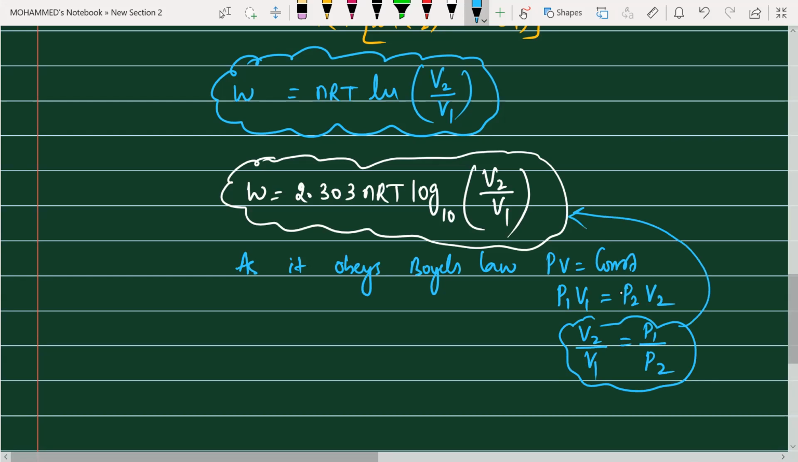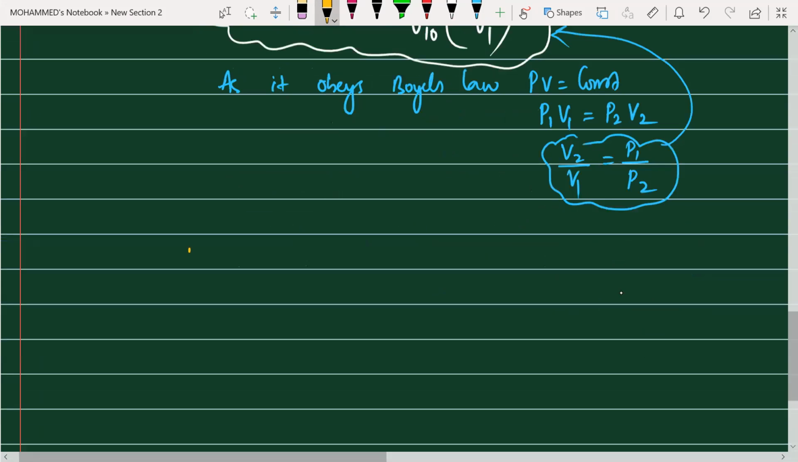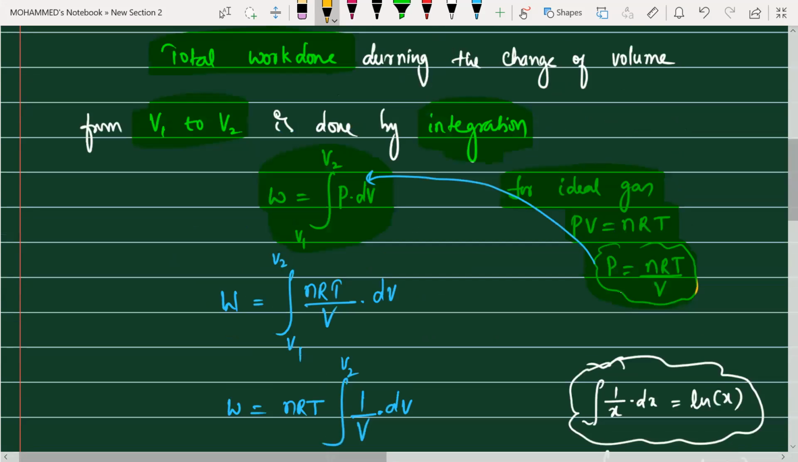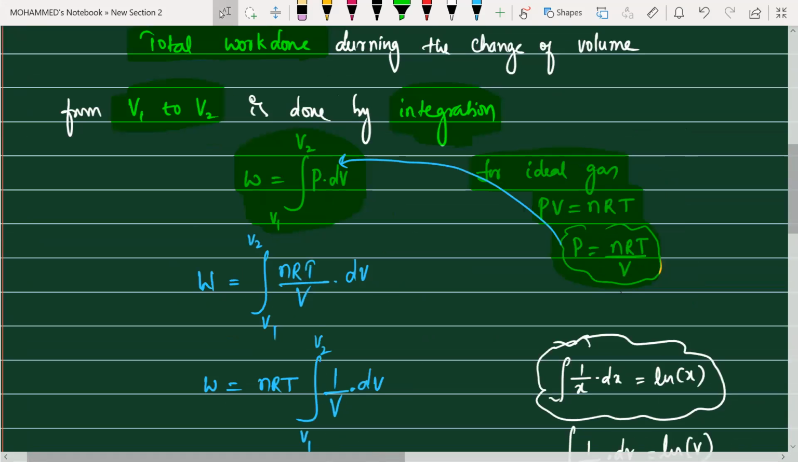This value you can substitute here. So the work done formula becomes W is equal to 2.303 nRT times log to the base 10 of P1 divided by P2. So this is the work done in the isothermal process. Is it clear? If you need any part of the derivation explained, please let me know and I'll try to help you out.